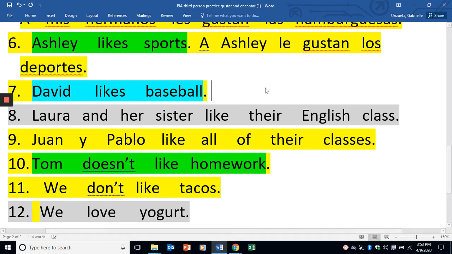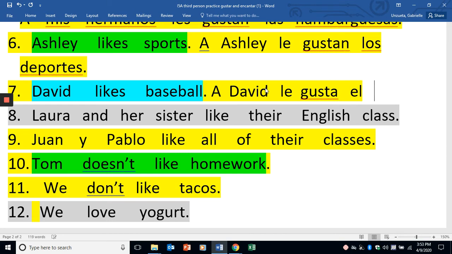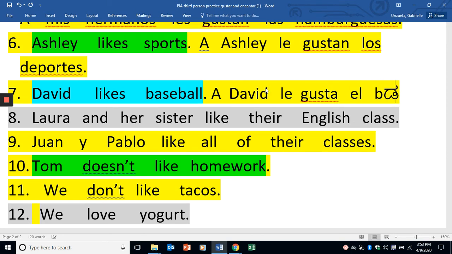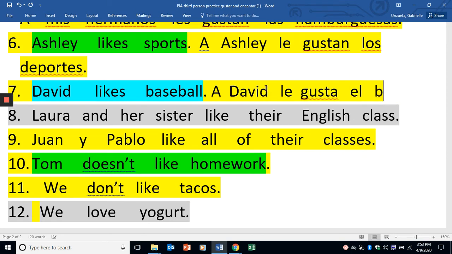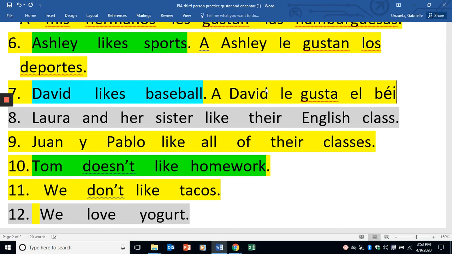Okay, David likes baseball. David le gusta el béisbol. El béisbol. Do you remember me explaining that with sports, with deportes, if there's going to be an accent, it's going to be on the first vowel because sports come number one in a lot of people's lives. And so I'm putting it on the E. A David le gusta el béisbol.